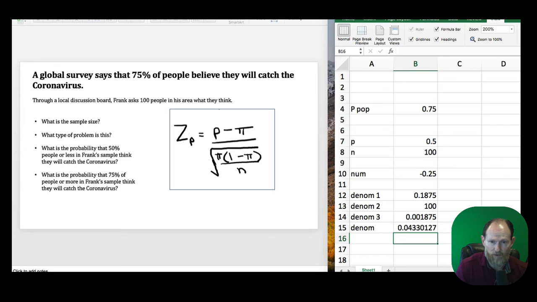That's still not the z-score. I know to get the z-score, I've got to take the numerator here and divide it by the denominator there. Boom. So that's my z-score. It's not a probability. So the next step would be to go to the z-score table.